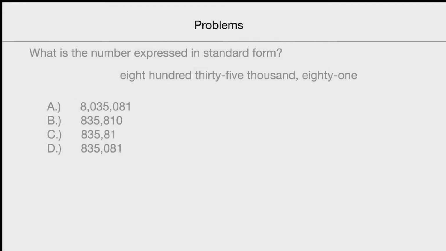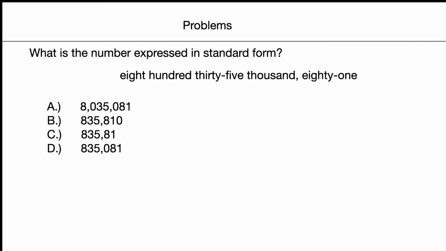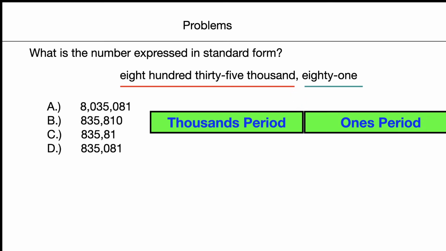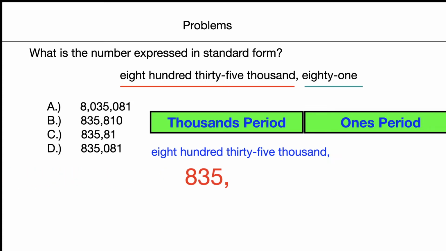All right, let's do a couple problems. What is this number expressed in standard form? Remember, standard form is just a regular way of showing a number. 835,081. That's in word form. So the first thing we want to do is look for that comma. That lets you know where your thousands period is and then where your ones period is. Okay, so we'll start with our thousands period. 835,000, using the rules we talked about today, would look like that.